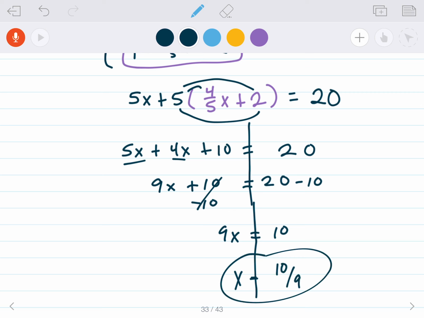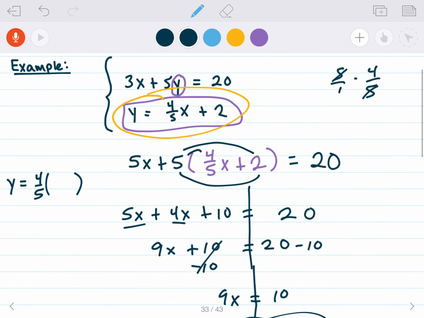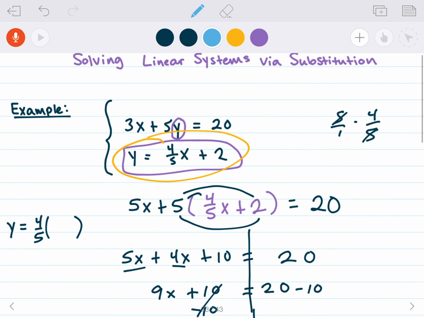Now to figure out what y is, I can use the number for x that I just found. It would probably make sense to use this equation because y is isolated. So y is going to equal 4/5 times, what's the x that I just found? 10/9, plus 2.